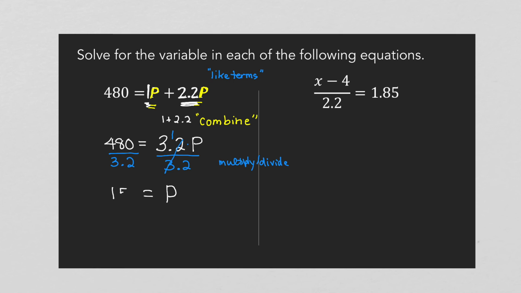or Desmos. Gotta love Desmos, right? 480 divided by 3.2 is just 150. That means 150 is the solution of this equation. And we can always go back and check by plugging it in, making sure both sides are equal.